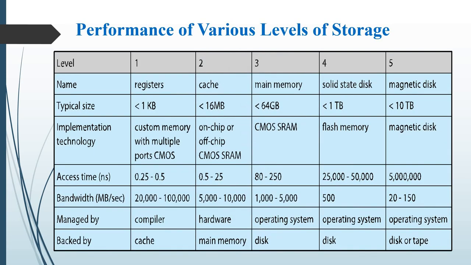By seeing this chart, you can easily understand how large the sizes are. The register storage size is less than 1 KB, but for the magnetic disk we can store nearly 10 TB. The accessing speed for the registers is 0.5 nanoseconds, not milliseconds, sorry, nanoseconds. Like that it is mentioned. So this chart is given for the performance of the various levels of the storage systems. Thank you.